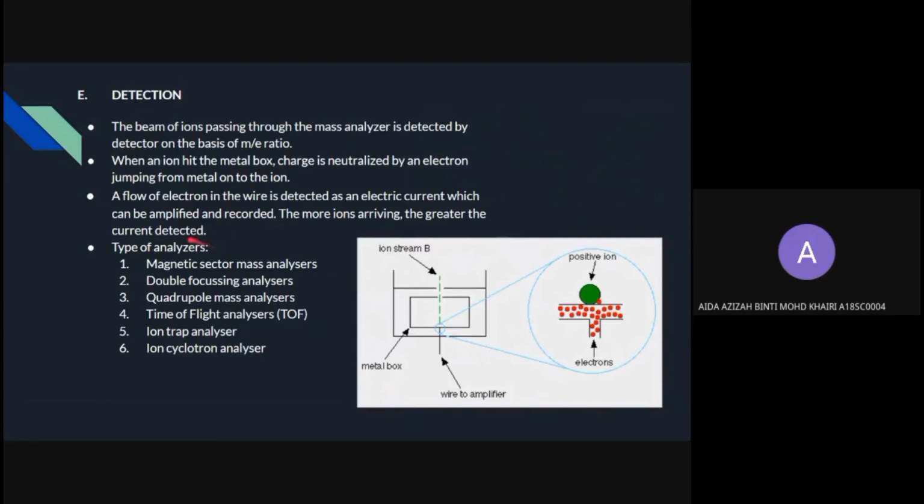There are several types of analyzer: magnetic sector mass analyzer, double focusing analyzer, quadrupole mass analyzer, time of flight analyzer, ion trap analyzer, and ion cyclotron analyzer. That's all from me, and we continue with the example from Yakin.